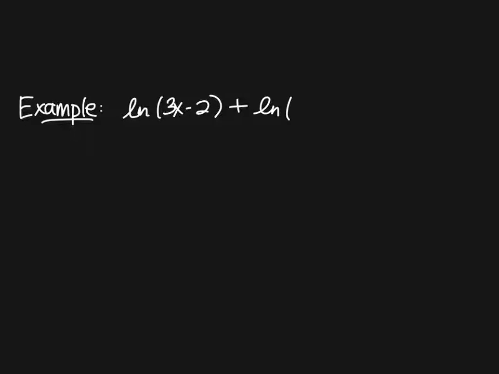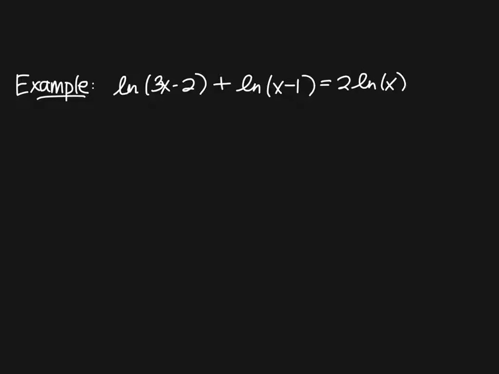All right, here's another one with too many logs. We're going to have the ln of 3x minus 2 plus the ln of x minus 1 being equal to 2 ln x. So we actually have 2 violations here. We've got too many logs on one side, and on the left-hand side we have a coefficient that's sitting there that we can't have either, that 2 right there. So you can't have any more than 1 log on a side, and you can't have any numbers sitting in front of the log.